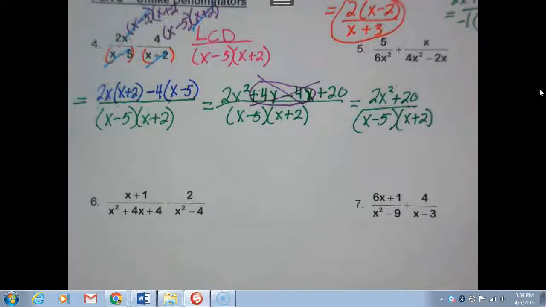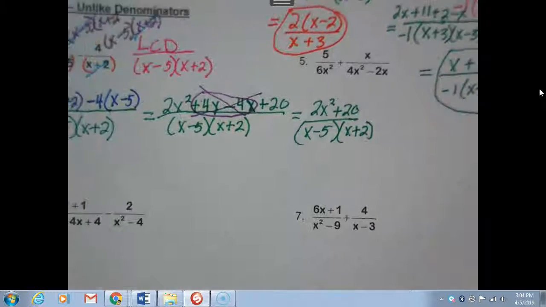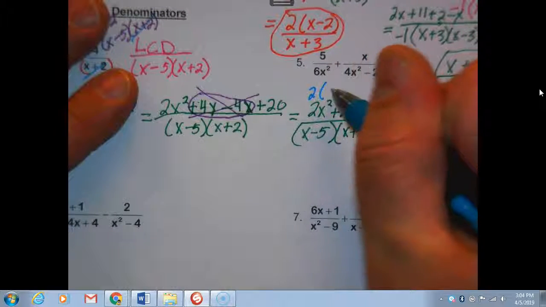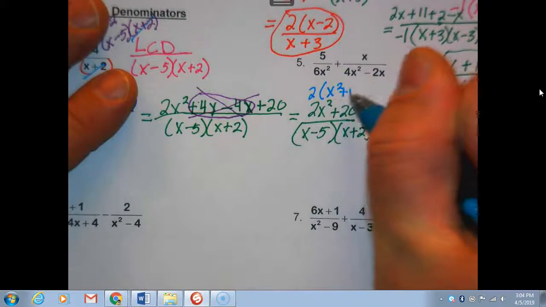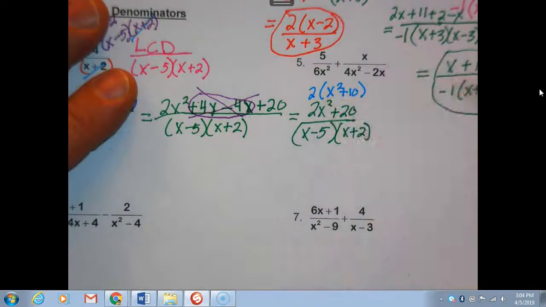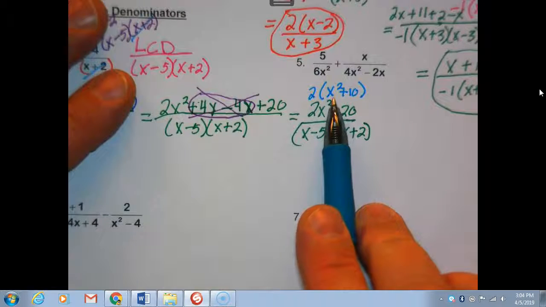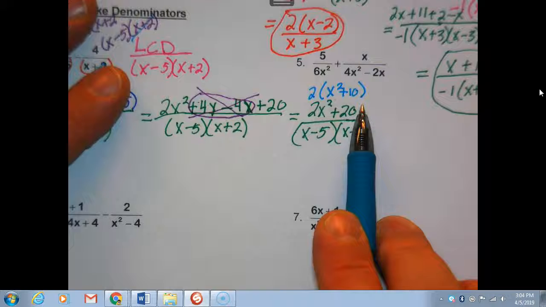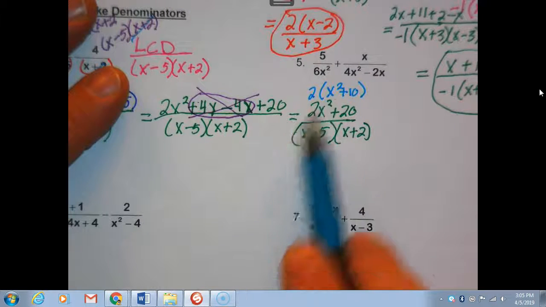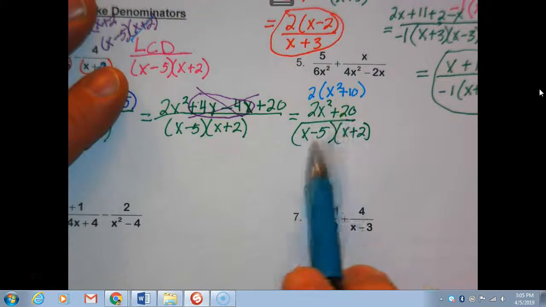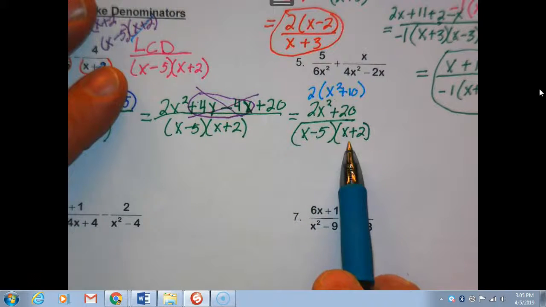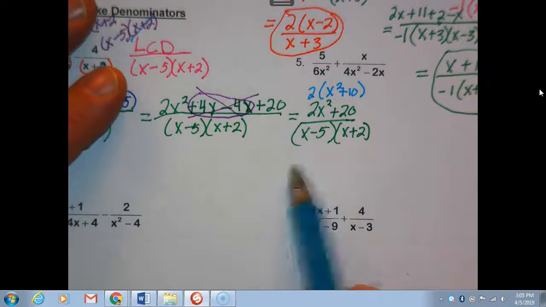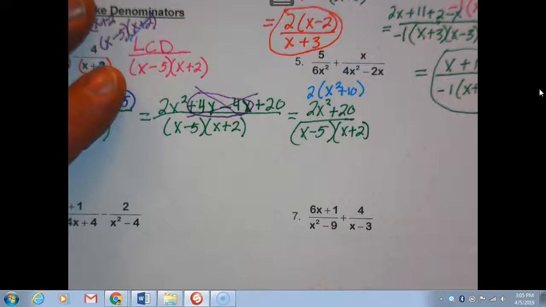Am I done? Can I simplify any further? I could factor out a 2. I get x squared plus 10. Does that help me out? Not really, because you can't factor x squared plus 10. Well, you can, you get imaginary numbers. So either one of these will work: 2x squared plus 20 over x minus 5, x plus 2, or 2 times x squared plus 10 over x minus 5, x plus 2.